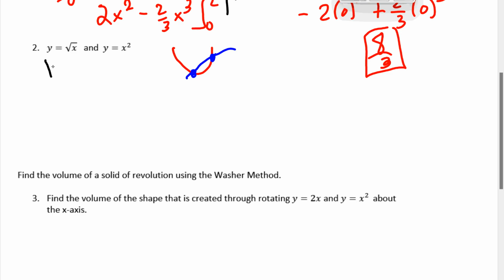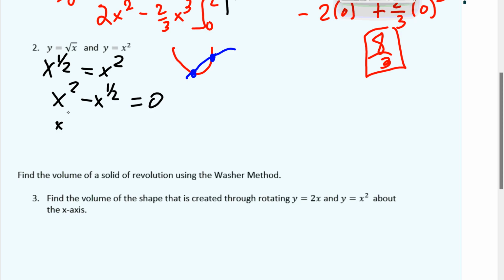So square root of x is just x to the 1/2, equals x squared. Set it equal to 0. So then I can factor out an x to the 1/2 if I wanted to. And then I would get x to the 3/2 minus 1 equals 0. So then I set this equal to 0, set this equal to 0.